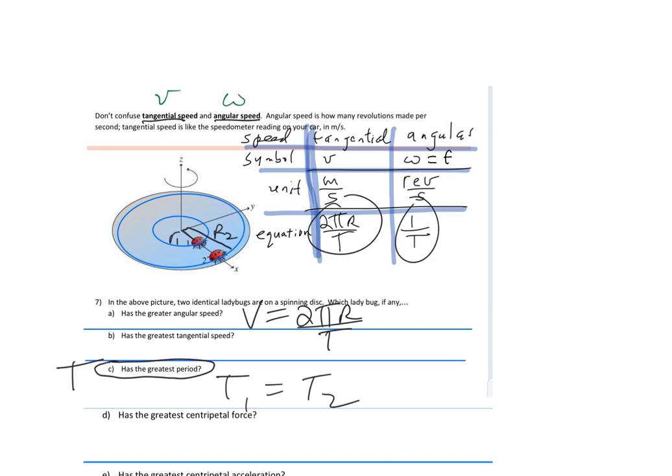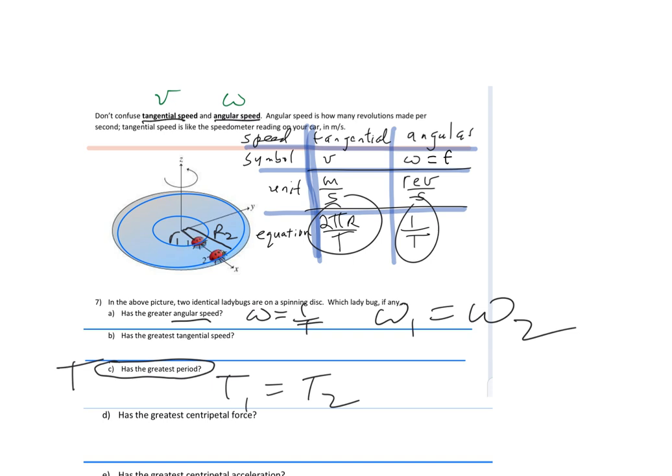So going back to the angular speed up here, I don't know why I wrote this right here, because that's the tangential speed. I confused myself. So the angular speed is 1 over T. So if they had the same period, they had the same revs per second. So omega 1, Ladybug 1's angular speed, is the same as Ladybug 2's angular speed.